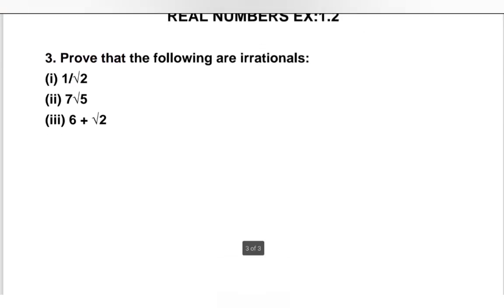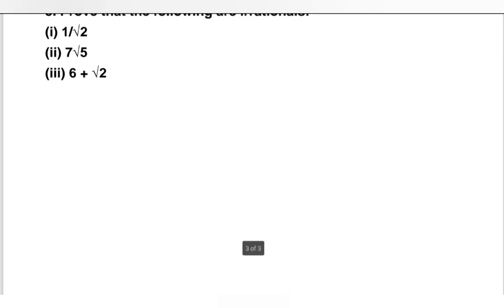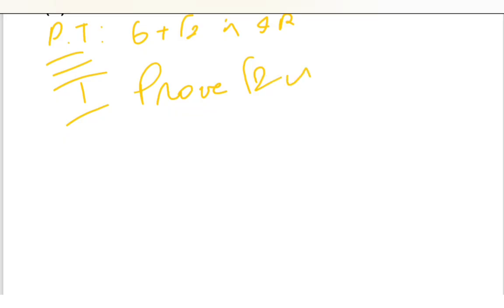So the third question is to prove that 6 plus root 2 is irrational. So let us prove that 6 plus root 2 is irrational. This thing we have to prove now. So the first part is to prove that root 2 is irrational. The first step is to see the root numbers. The number which is under the root, we have to prove that it is irrational. Then only you should go to the question.